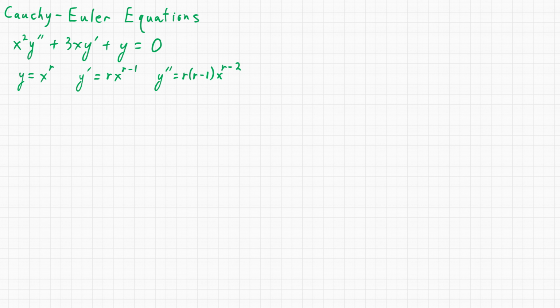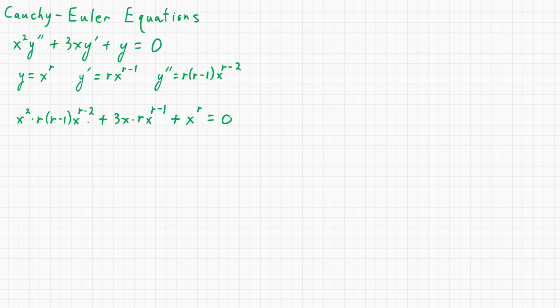All right, next we get to plug that into the differential equation. So we get x squared times y double prime, so we get x squared times r times r minus 1 times x to the r minus 2. Then we have our plus 3x times, let me fix that 3 there, times y prime, which is r times x to the r minus 1. Then we have our plus y, which is just x to the r. And we want to try and find r, so that all equals 0.